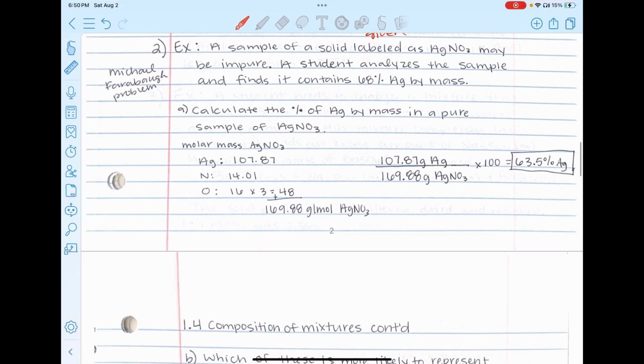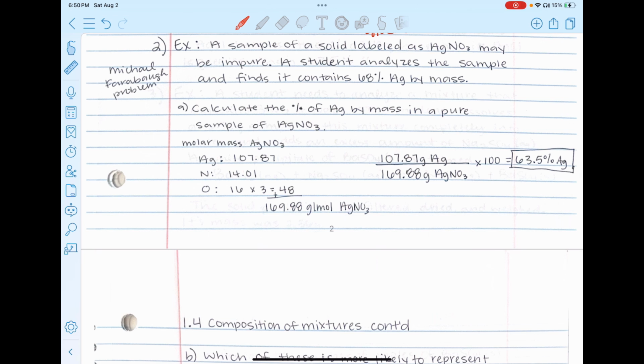Number 2. An example of a solid labeled as AgNO3 may be impure. A student analyzes the sample and finds it contains 68% silver by mass. Lab problems dealing with impurities are pretty common in AP, so this is something that I don't want you to find intimidating, some language I want you to become comfortable with. We're asked to calculate the percent of silver by mass in a pure sample of AgNO3.